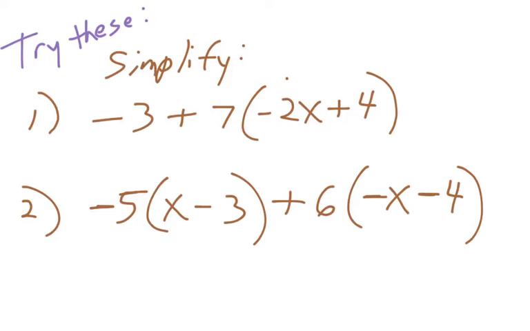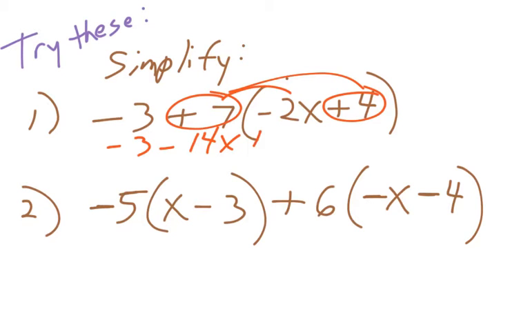Okay, so let's go over these. So for number 1, we're only distributing the 7 first. So we have -3, and 7 times -2x is -14x. 7 times a +4, +7 times +4 is +28. A little tough to see the plus there. I want to make sure I leave enough room for number 2.